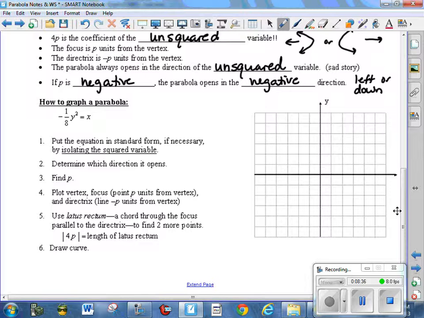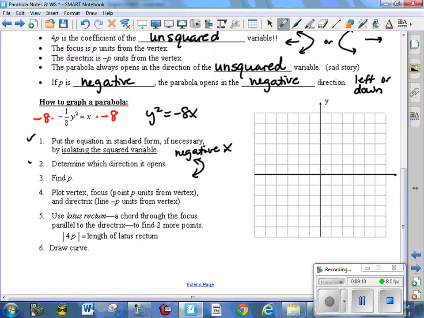So in this case, we would want to multiply both sides by -8. And so we would end up with y squared is equal to -8x. So that's step number 1. Step number 2, determine which direction it opens. Well, it opens in the direction of the unsquared variable. We're missing an x, so we have to look in the x direction. So it's either going to be right or left. And because the coefficient is negative, it's going to be opening in the negative x direction. So negative x. So it's going to be opening to the left.